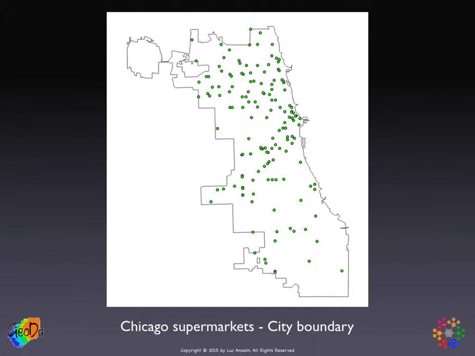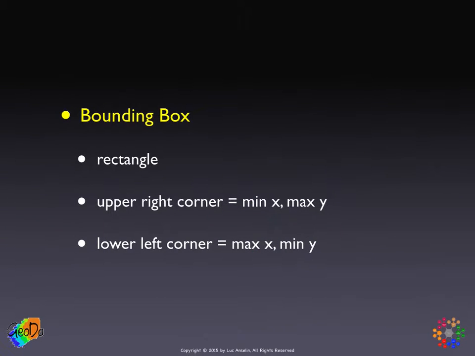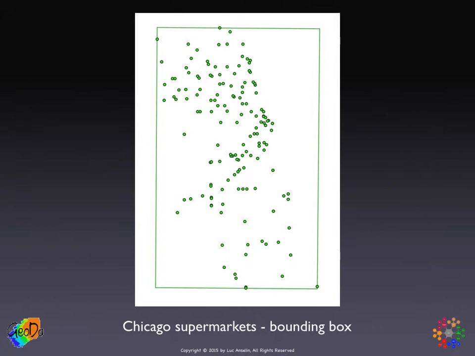A more regular shape is the bounding box, which is actually a rectangle constructed around a point pattern by taking the smallest value in the x-coordinate, the horizontal coordinate, and the largest value in the vertical coordinate, or the y-coordinate, as the upper left corner of the box, and then the largest value along the x dimension and the smallest value along the vertical dimension as the lower right corner of the box. In our example for Chicago, this looks something like this.